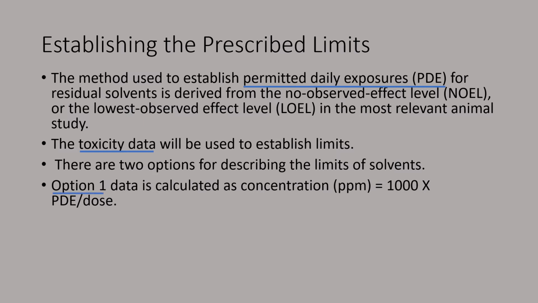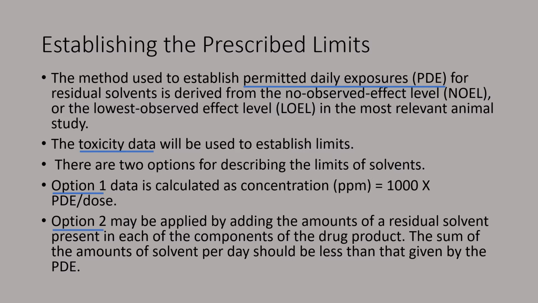Option 1: the limit is calculated as concentration in ppm, that is 1000 times PDE divided by a dose of 10 grams per day. For example, the PDE of toluene is 8.9 mg per day. The calculation is 1000 times 8.9 divided by the dose, 10 grams per day, which comes out to 890 ppm. The same type of calculation is done for all other solvents also.